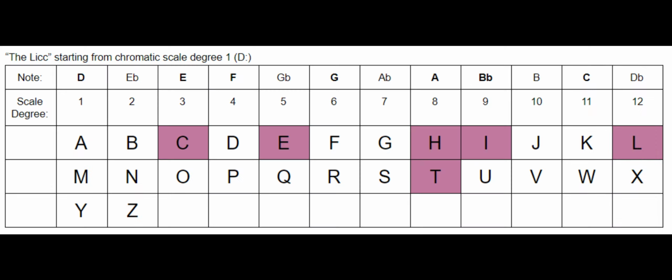I'm going to encrypt the message THELICC. The Licc. I'm going to start from D, and I'm going to go up to D flat, or C sharp. We have the letters T, H, E, L, I, and C. C appears twice. T and H are disguised by the note A, E is disguised by the note G flat, L is represented by D flat, I is represented by B flat, and C twice in a row is represented by the note E. This is what it sounds like.